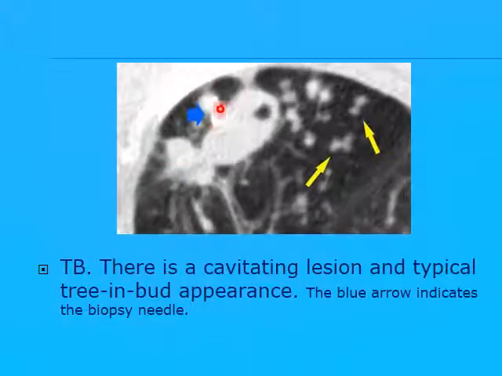Let's see. This is a consolidative lesion, area of calcification, presence of cavitation, and nearby areas of tree-in-bud nodules. This is typical for TB. Presence of tree-in-bud nodules in a patient known to have TB, it means that he has active inflammation or active TB. Miliary, as you see, tiny homogeneous sized nodules all over the lung.